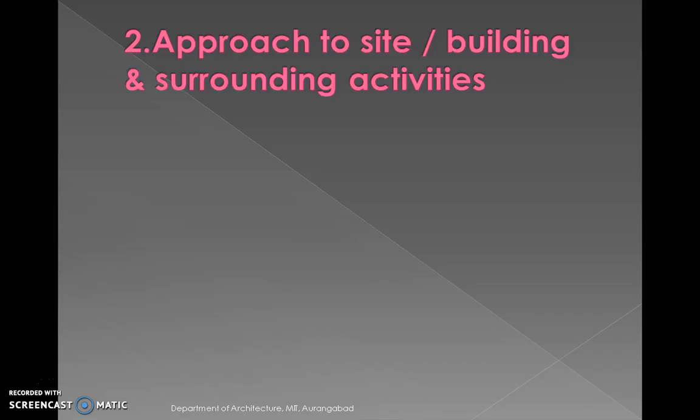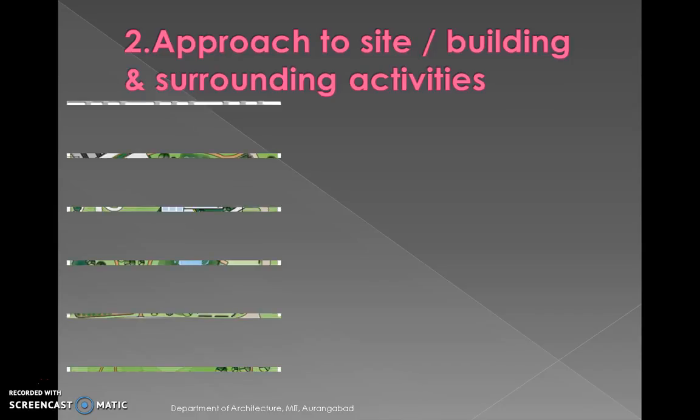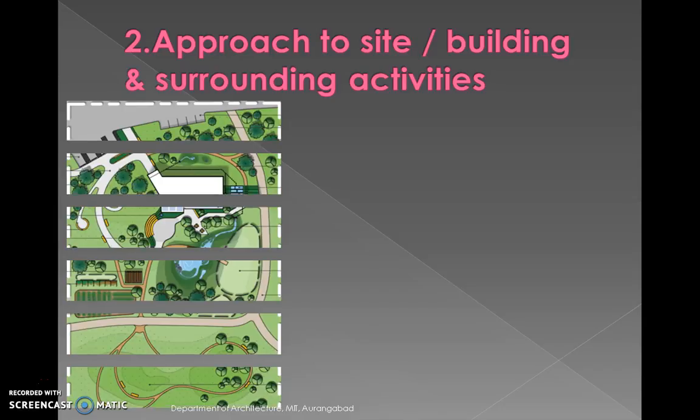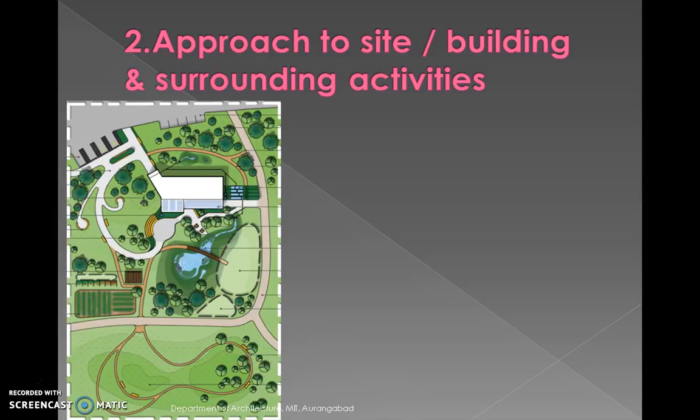The second parameter while you study the project is the approach to the site and the building and the surrounding activities that take place around the site. In case this is your site, you need to tell from where the main entry to the site takes place from the road and which is the entry to the building from the internal road.